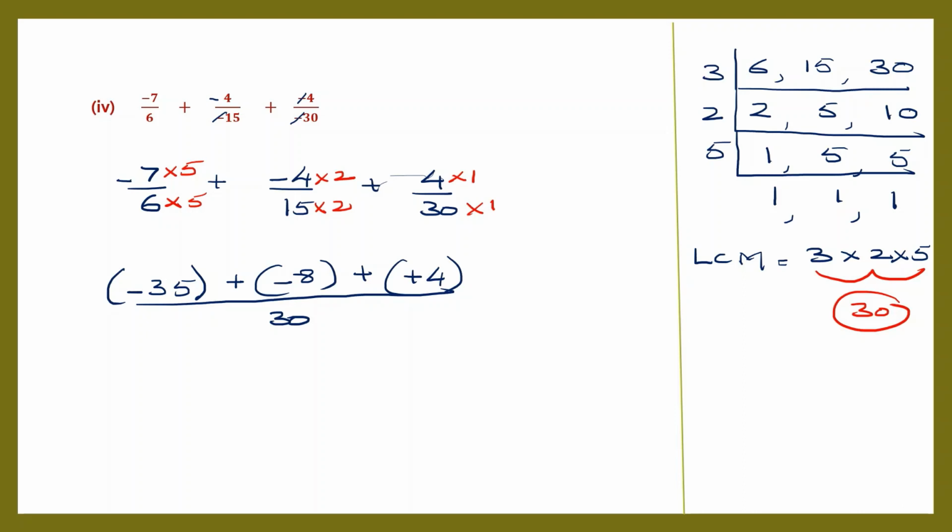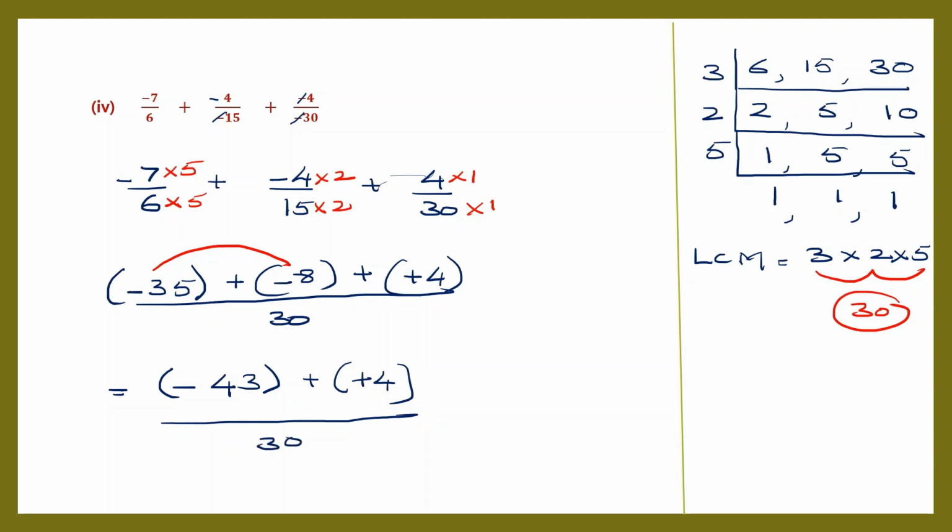Let's take up again the two numbers with the same sign, minus 35 and minus 8. When signs are the same, we put the same sign and we add. 35 plus 8 is 43. So we have minus 43 plus 4 by 30, the denominator here is 30.